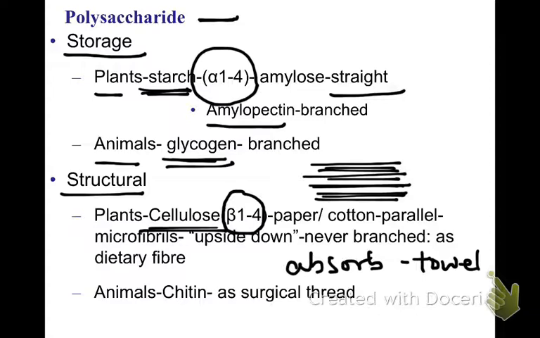Okay, so what do we know about cellulose? It is again repeating units of glucose bonded in a beta 1,4 linkage. The microfibrils are parallel, they are never branched, and they form the dietary fiber. Where would you see it?